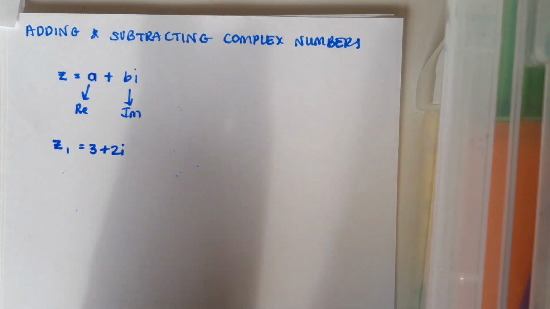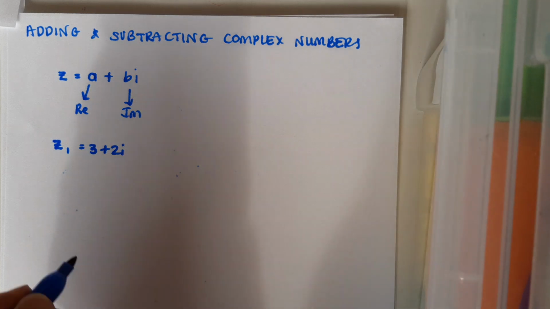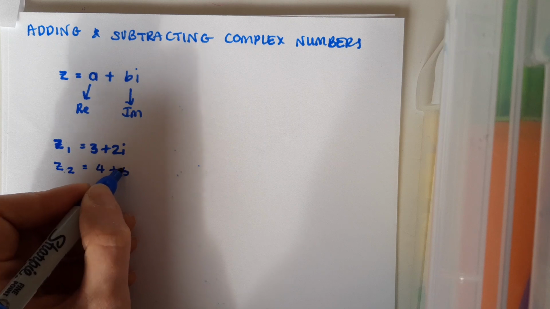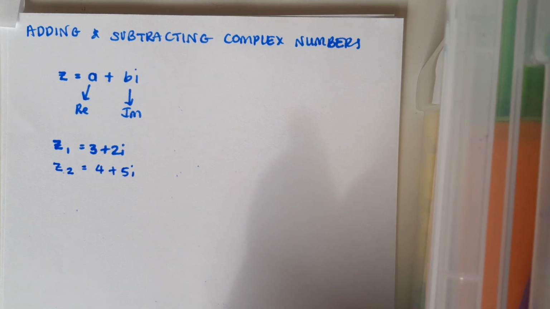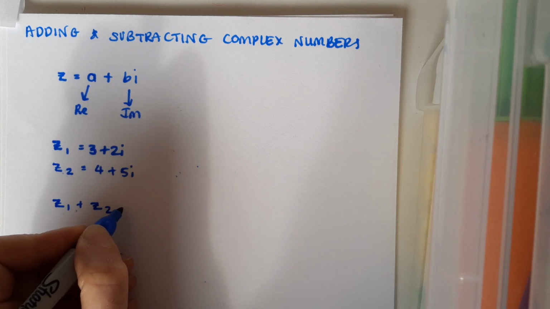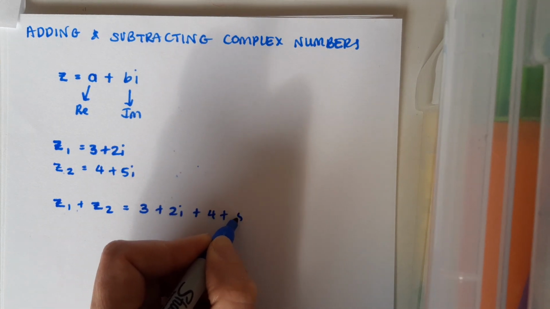And I'm calling it Z1 because perhaps I might have more complex numbers that I want to work with, and I can call them Z2 and Z3 and so on. So in this scenario, I'm going to say that Z2 is 4 plus 5i. And now I'm going to perform an operation on those. So I want to see what happens when I add Z1 and Z2. So in this case, that's going to be 3 plus 2i plus 4 plus 5i.